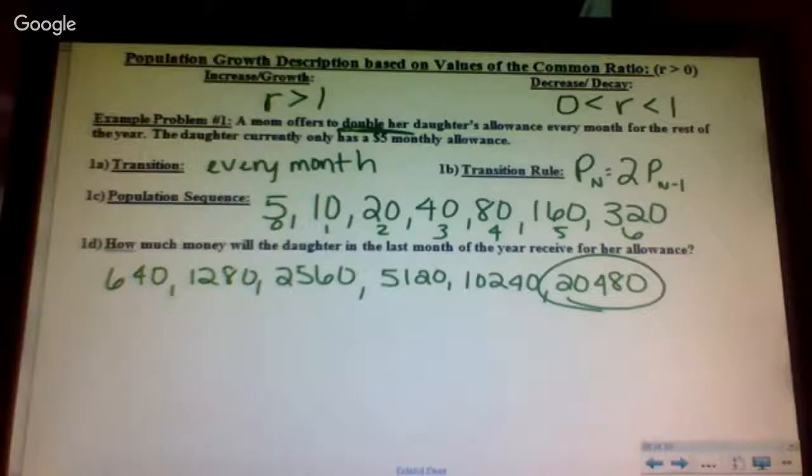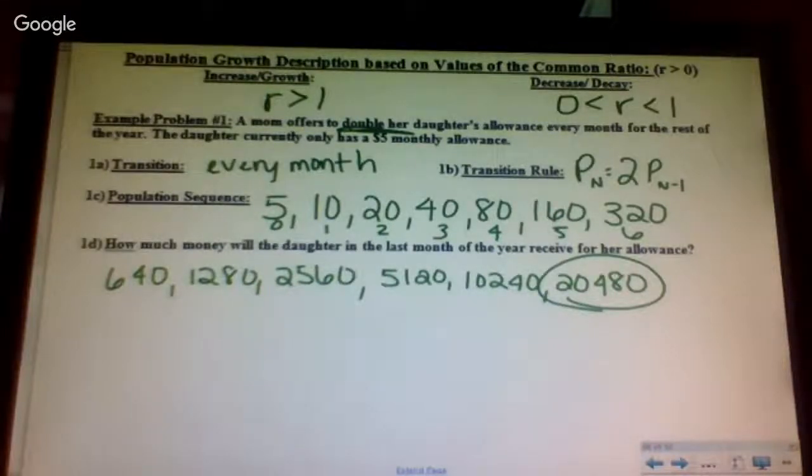Boy, that's a lot of money. I want to be that child. I don't even make that much in a month working. That kid just sits in her room and makes $20,480 in a month from allowance. I'm really about to ask my grandma if she can do that. Your grandma's going to slap you.